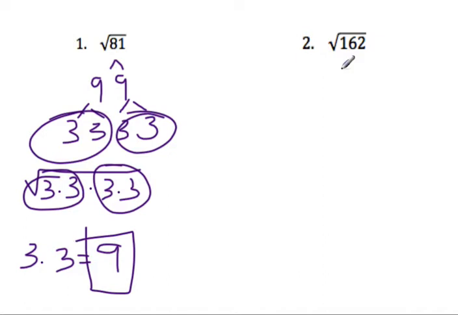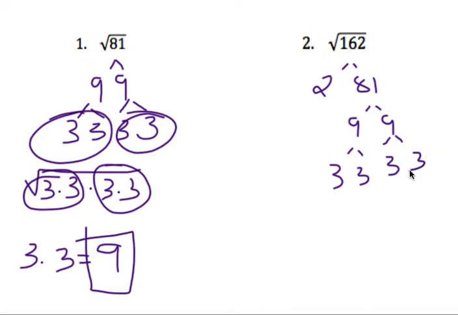Now, let's take a look at the square root of 162. Now, to be honest with you, I don't really know many things that go into 162. So what I do is I take 162 and I divide it by 2. So I'm going to go ahead and do that, and I get 81. So I know 2 and 81 multiply to 162. Well, 81 is a number that I'm a little bit more comfortable working with. So I'm going to break everything down in those 9's into primes.